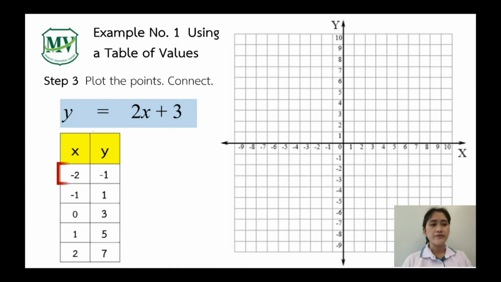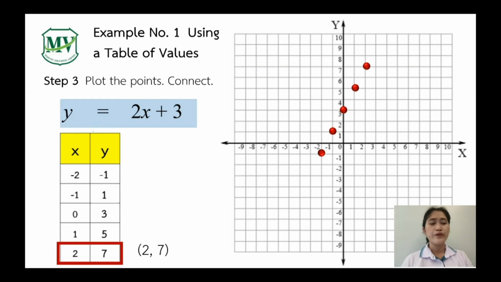(-2, -1). It's here. Next, (-1, 1). Next, (0, 3). Next, (1, 5). And then the last point is (2, 7).